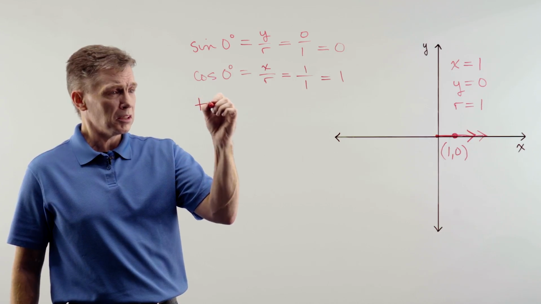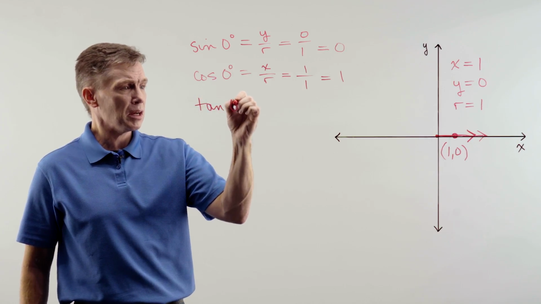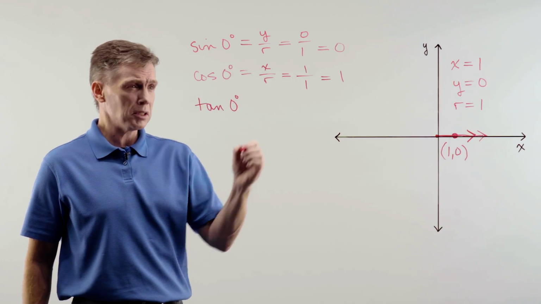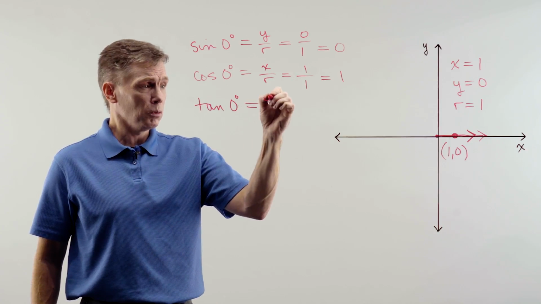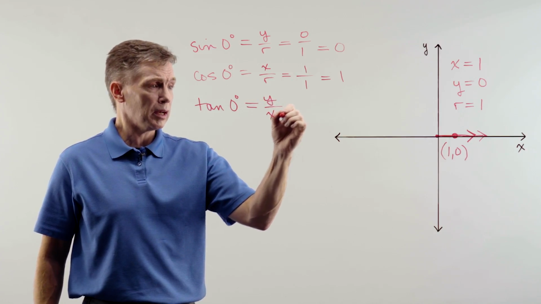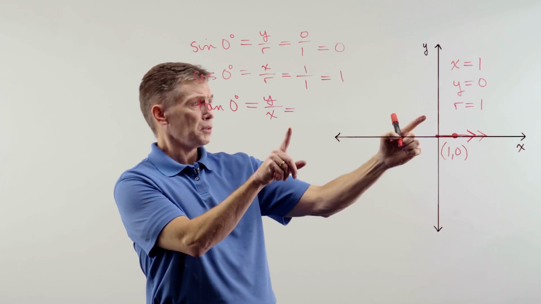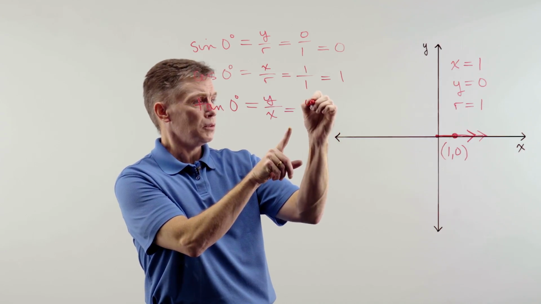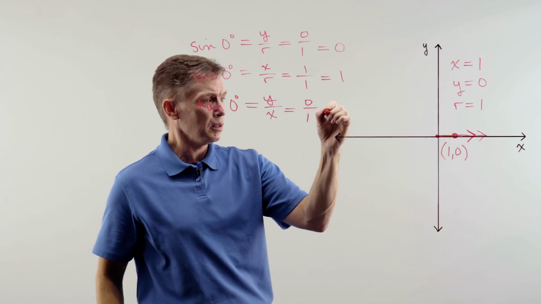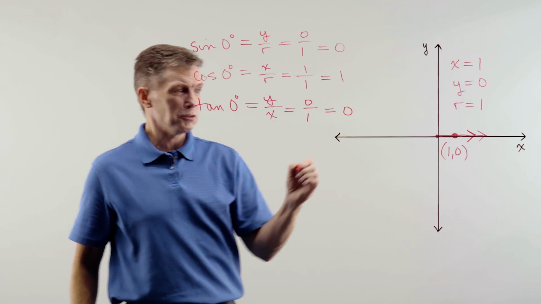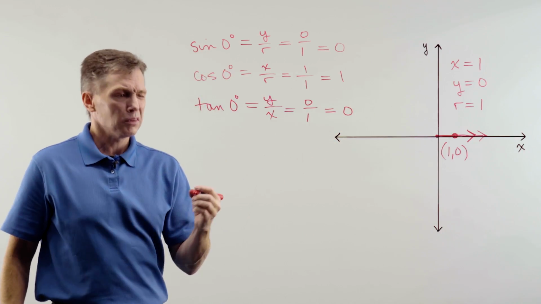So maybe move on to tangent next. I'm looking for tangent of 0 degrees. Tangent is always y over x. Look over to your pieces of the puzzle, and y is 0, x is 1, simplify to 0. What's the next trig function?